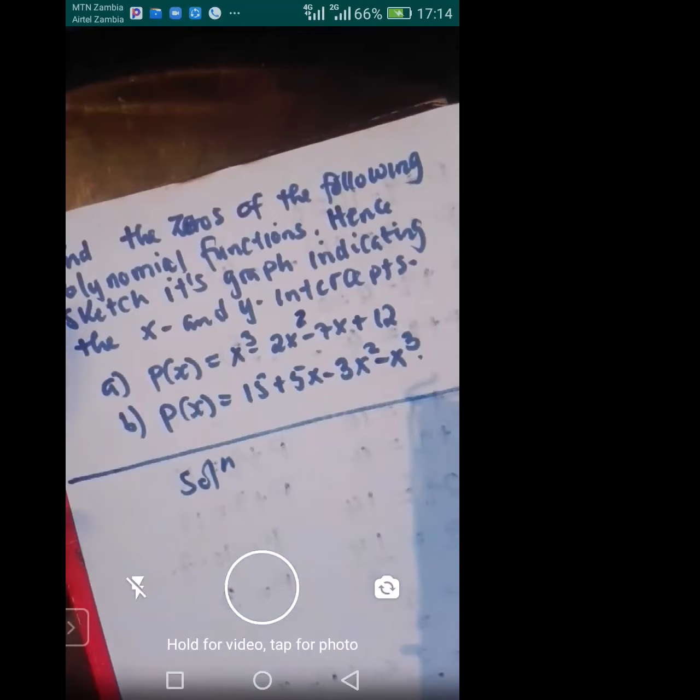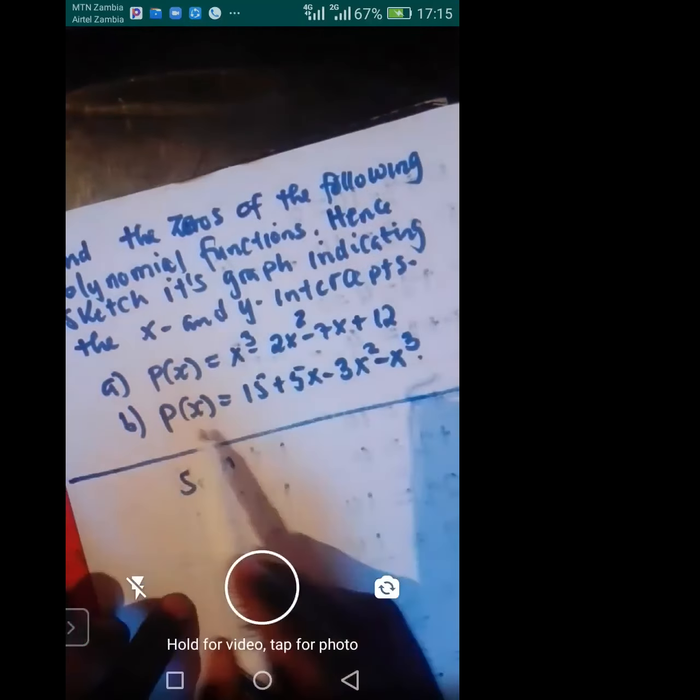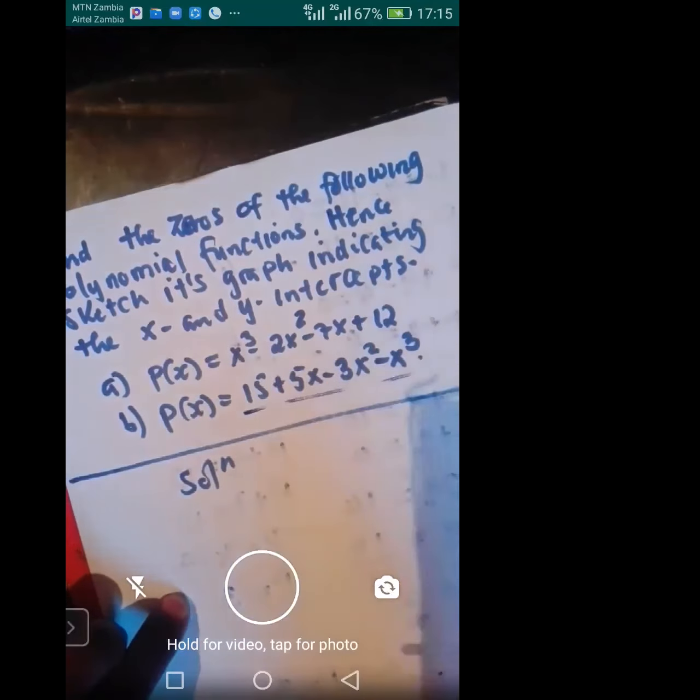Okay, so find the zeros of the following polynomial functions and sketch its graph indicating the x and y intercepts. So remember what we were doing with quadratic functions when sketching their graphs. You have to indicate the y-intercept and the x-intercept. For quadratic functions, we used to also indicate the turning points. But today, since we haven't done any calculus, we are not going to indicate the turning points. We just want to give a picture of how the graph of this function looks.